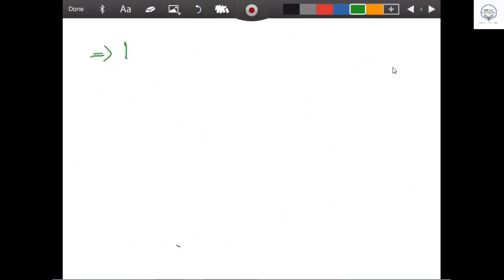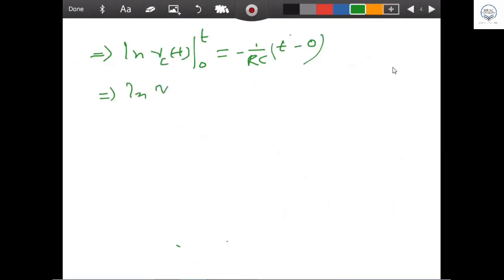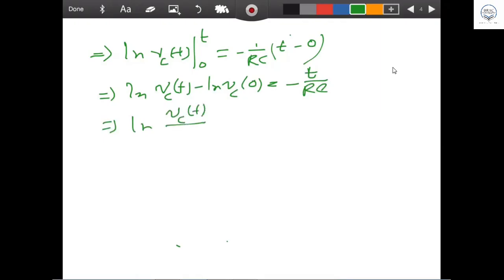Now again, you have to go with ln VC from 0 to T, equal to minus 1 by RC, and T goes from 0 to T, so it's T minus 0 you are going to get. So you are getting ln VC(T) minus ln VC(0), and this gives you minus T by RC. And ln of VC(T) by VC(0), just like last time, equals minus T by RC.